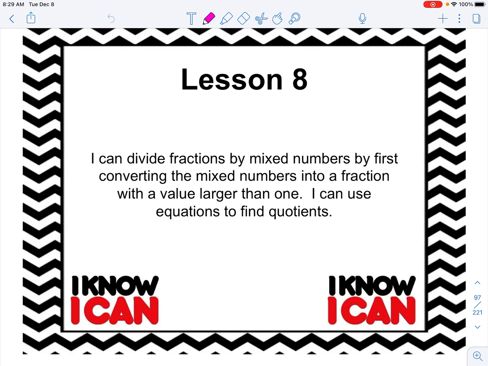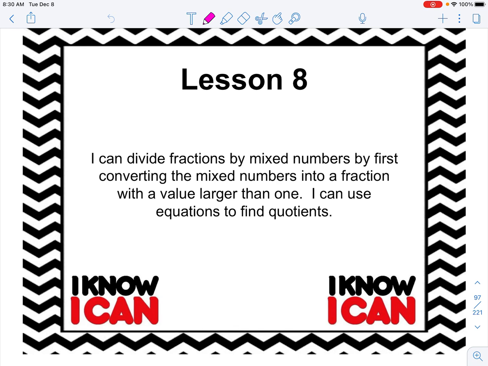So today's objective says I can divide fractions by mixed numbers by first converting the mixed number into a fraction with a value larger than 1. I can use equations to find quotients. So today we're going to have division problems of fractions, and we're going to be dealing with some mixed numbers.